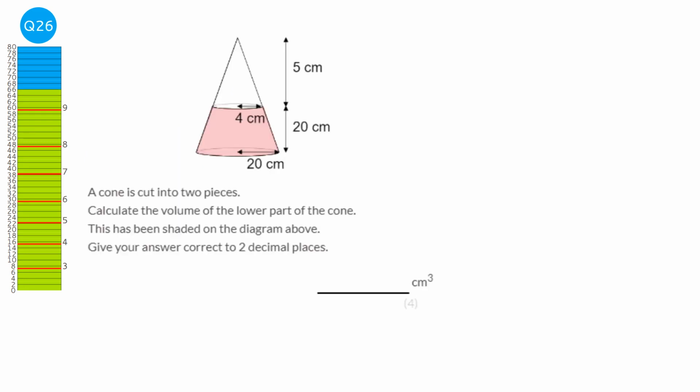So to find the shaded part of this diagram, we need to first of all work out the volume of the smaller cone, which is at the top. Then work out the volume of the larger cone, which is the whole cone shown, and then take them away from each other. So the radius for the smaller cone is 4, and the height is 5.